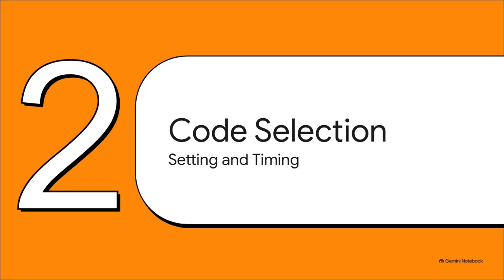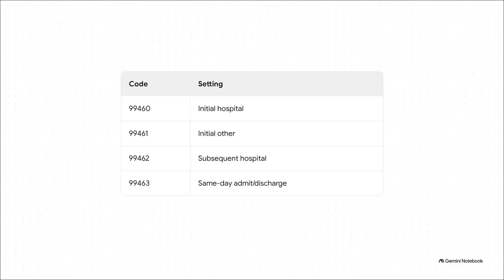Moving on to Section 2, Code Selection Mechanics. Now that we know what's included, how do we choose the exact right code? It really boils down to the setting and the timing of the baby's discharge. Let's break down how location and timeline dictate your code choice. First up, CPT 99460. You're going to use this for the initial care per day for a normal newborn infant in a hospital or birthing center. But what if the baby was born at home and evaluated there? That's when you drop down to 99461. This is for initial care in settings other than a hospital or birthing center. And for the following days of a normal hospital stay, you'll use 99462, which covers subsequent hospital care.